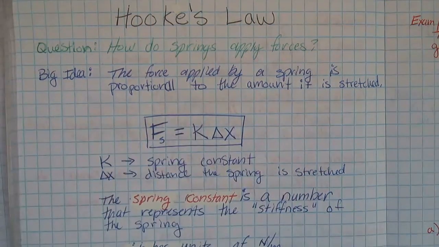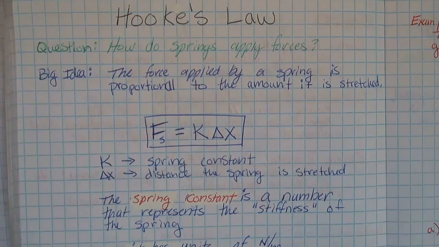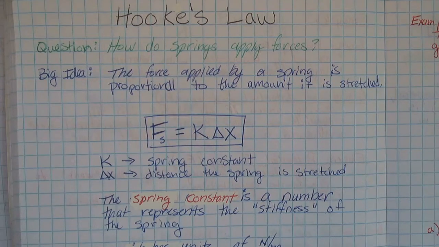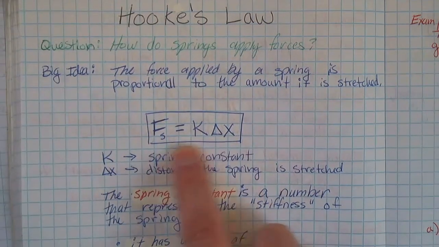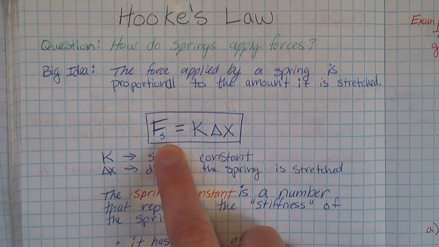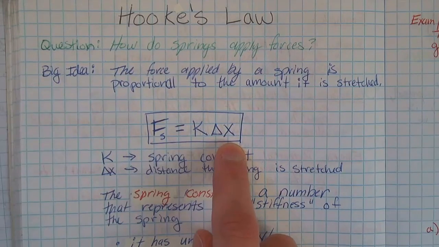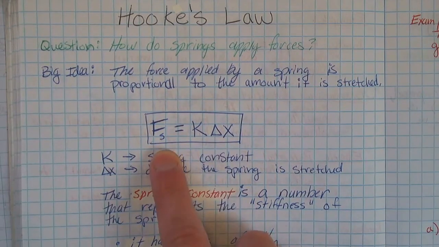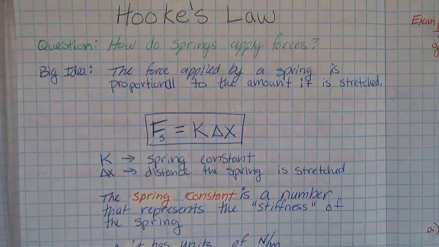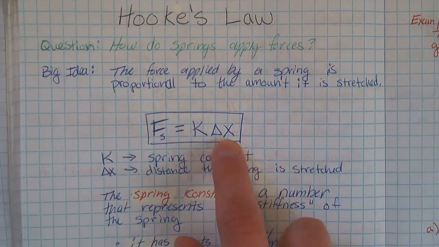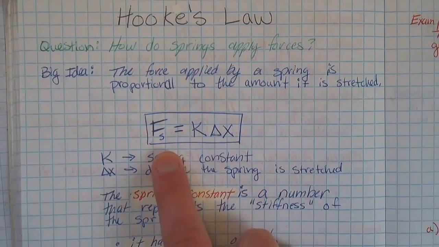The big idea here is that the force applied to a spring is proportional to the amount the spring is stretched. Let's just remember that the word proportional means that if you double how much you stretch the spring, you're going to double the force. Or if you triple the amount the spring is stretched, that's going to triple the force. Or if you halve how much the spring is stretched, that's going to halve the force. It just means that by whatever factor you change the stretch, the force is going to change by the same factor.